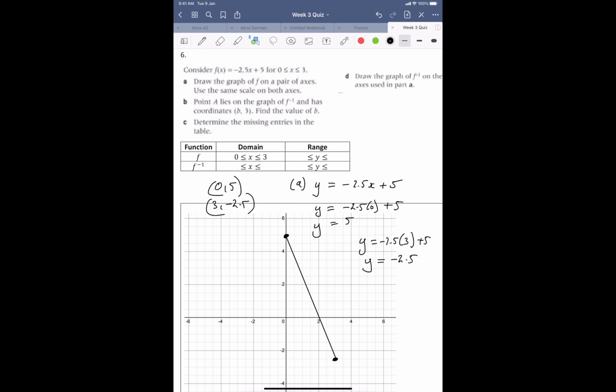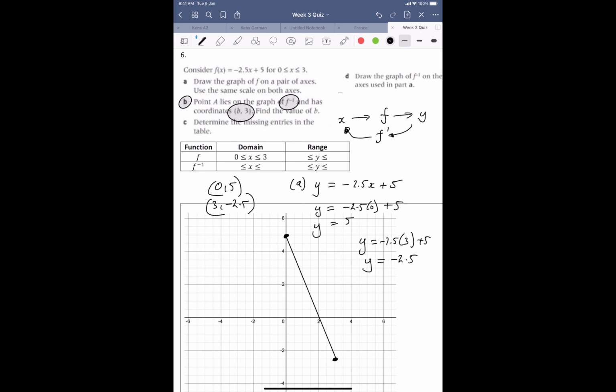Now it says B here. B is talking about a point that lies on f to the minus 1 and has these coordinates. Okay, so I think it's important that we get the idea of a function and its inverse. So basically, if a number comes in to the f function, then a y value comes out, and if that number goes back through the inverse function, it goes back to x.